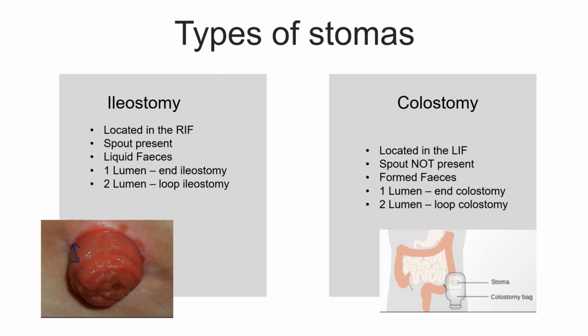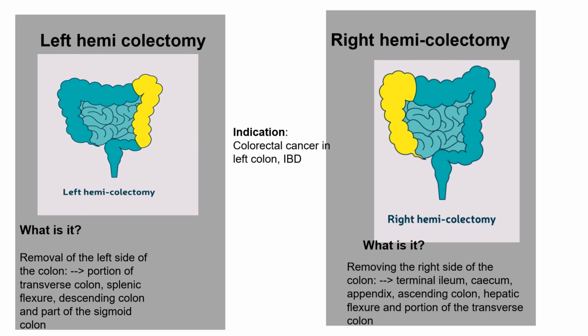Now, how much of the colon removed is based on the type of colectomy performed. So let's start off with the right and left hemicolectomy. So a left hemicolectomy means the left half of the colon is removed. So this includes a portion of the transverse colon, the splenic flexure, the descending colon, and part of the sigmoid colon. Whereas the right hemicolectomy means that the right half of the colon is removed. This includes the terminal ileum, the cecum, ascending colon, hepatic flexure, and a portion of the transverse colon.